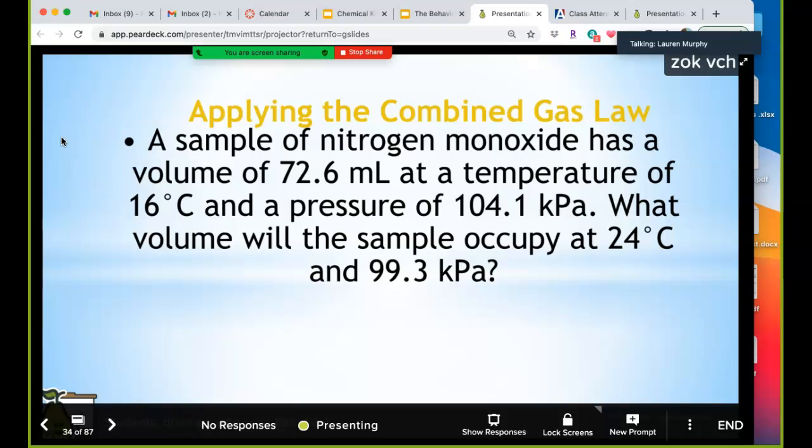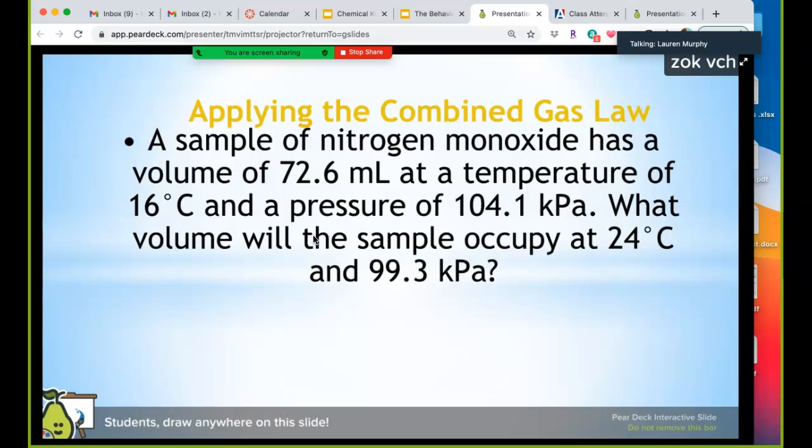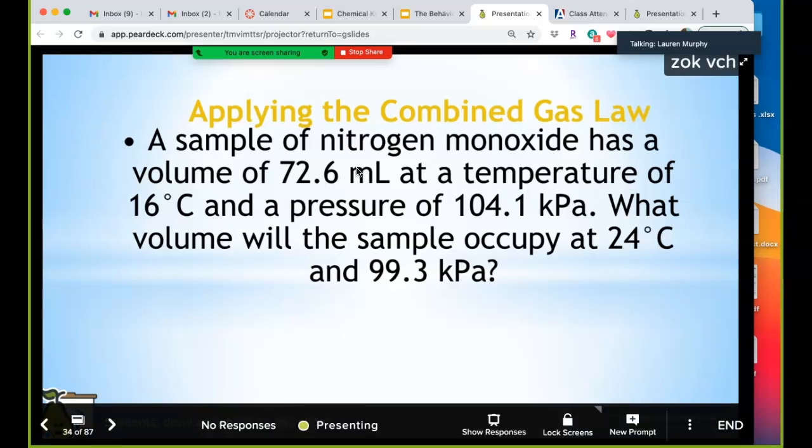Now you'll notice, wow, I do not know what's going on with my mouse, that there's one number here, another number here, another number here, another number here, another number here. There are 1, 2, 3, 4, 5 numbers. So this is probably a good hint that we're going to use the combined gas law, and that's because there's just so many numbers. So let's read it.